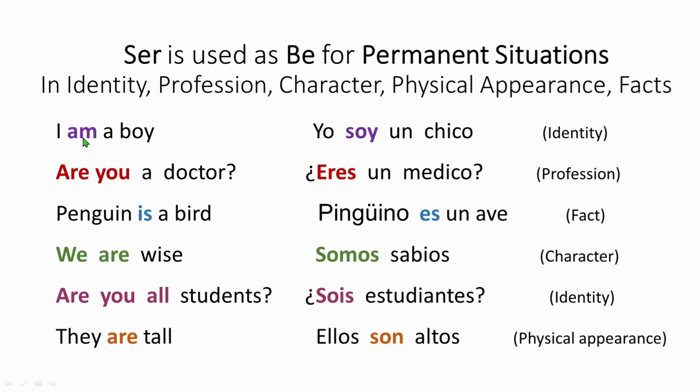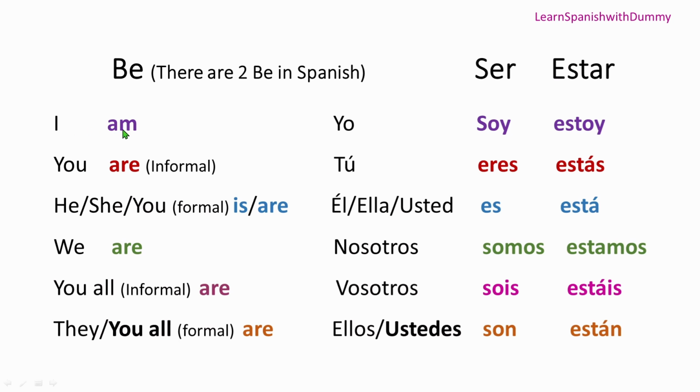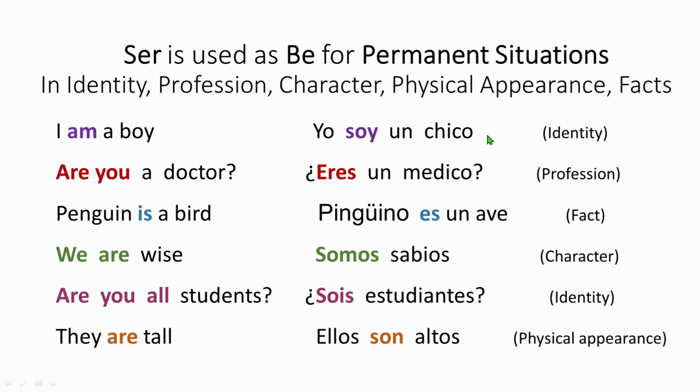So let's start with practical situations. When I say I'm a boy, it's an identity. I am, so we need am here, right? So I'm saying yo soy un chico. Yo soy un chico. So where did soy come from? Soy is am for the ser verb, right? If we go back here, see, I am, soy. Yo soy means I am for the ser verb. Now we are just using the ser verb, so we will use all of this.